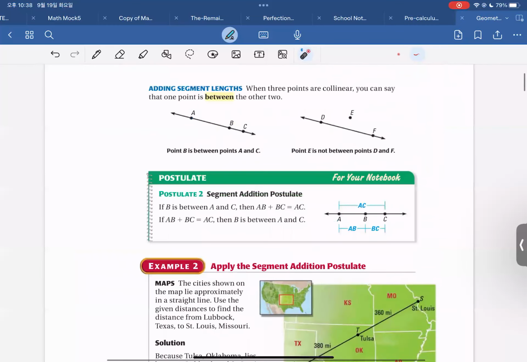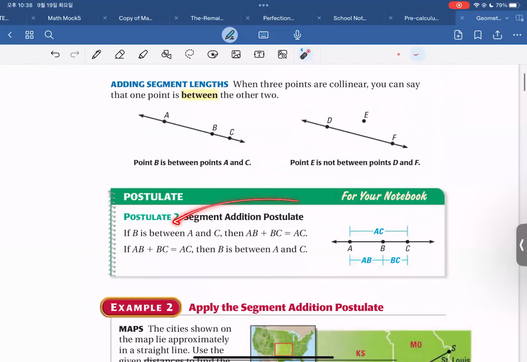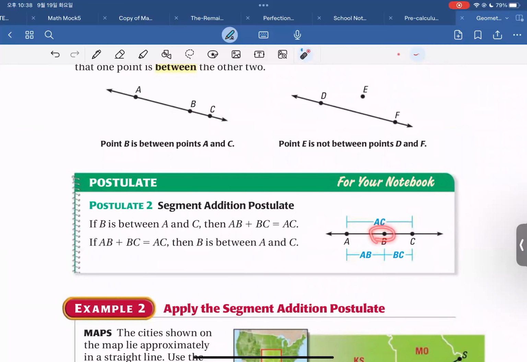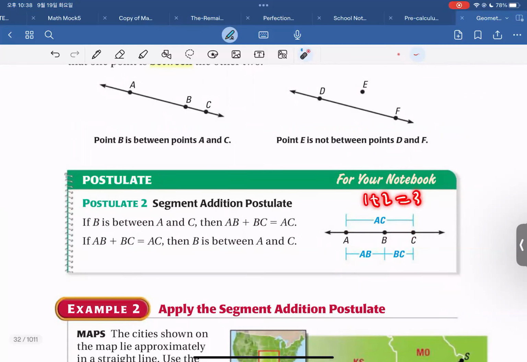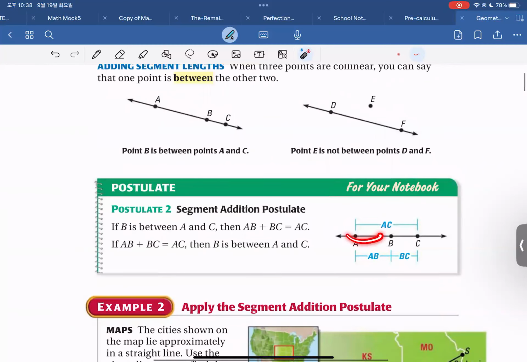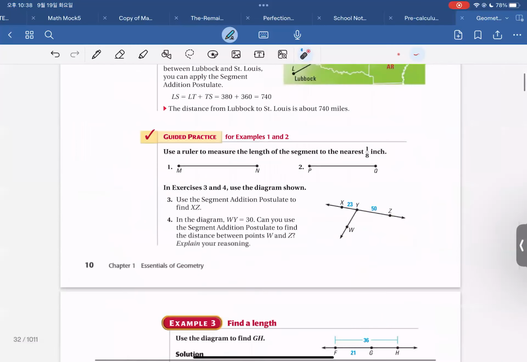But let's look at postulate 2, which is the segment addition postulate. This is one that comes up quite occasionally when you're proving certain theorems. Basically, it's saying that if, in this case, B is between A and C, then AB plus BC is AC. Instead of adding 1 plus 2 is 3, which would just be the addition postulate, it's segments. So in this case, AB plus BC is equal to AC. That's basically what this postulate is saying.